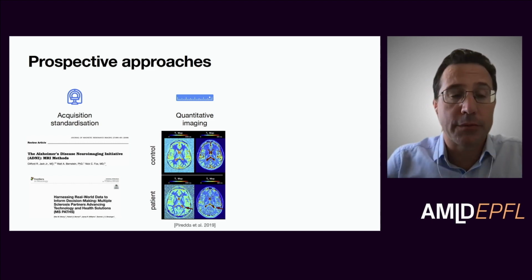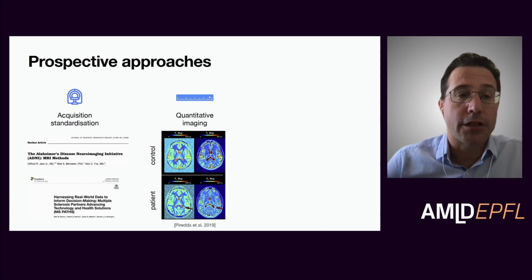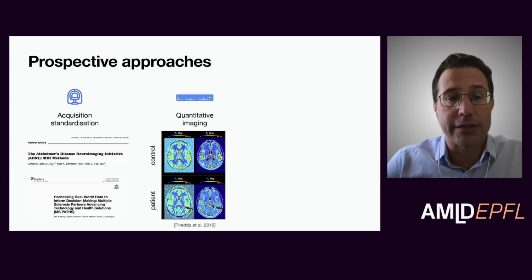Here's an example from the Siemens scanner in Lausanne, where on the top you see a control, on the bottom a matched patient, and you see that some inflammation is clearly visible on the bottom that you don't see at the top.